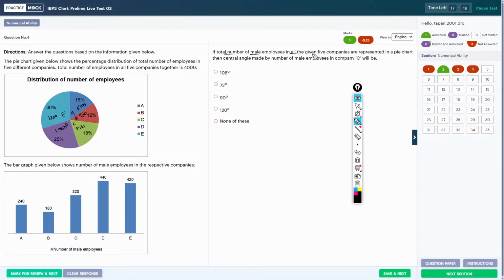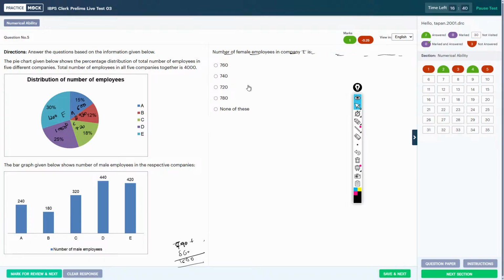If total number of male employees in 5 companies is represented in the pie chart, then the number of male employees in C, where C is 320, will be how much? So total male is going to be 500, 500 and 740, 740 and 860. So 1/5 means 72 degree. The number of female employees in company E is 420 here. So it's 80.